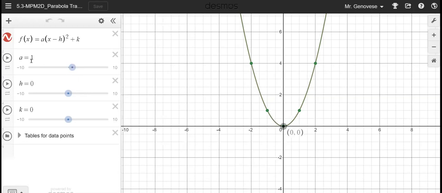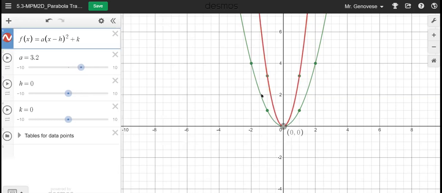The a value is 1. All right, so making this relation just y is equal to x squared because h is 0 and k is 0 at the moment. So as we know by now, if we change the a value greater than 1, you get a new parabola that is a stretched out version. So this pink one or reddish one is a stretched out version of the green one. So we call that a stretch by a factor of 3.2 in this case.